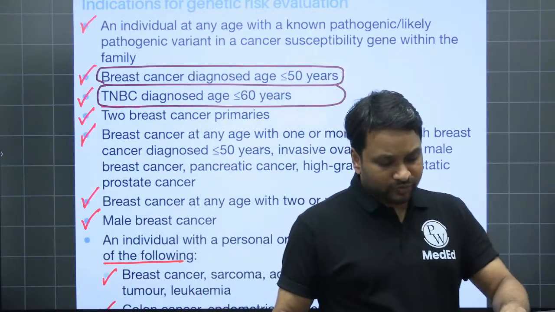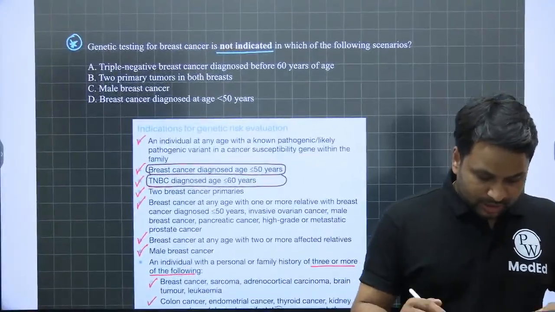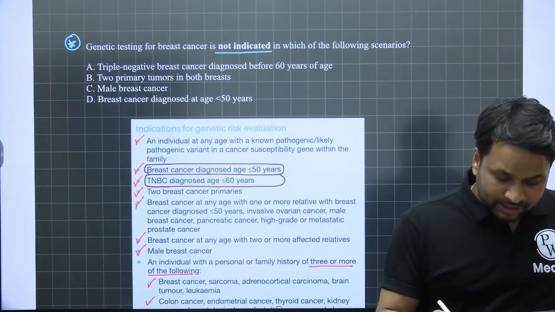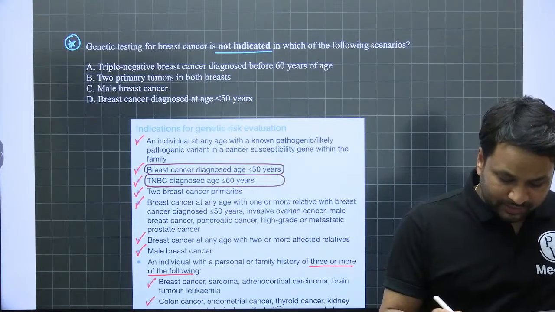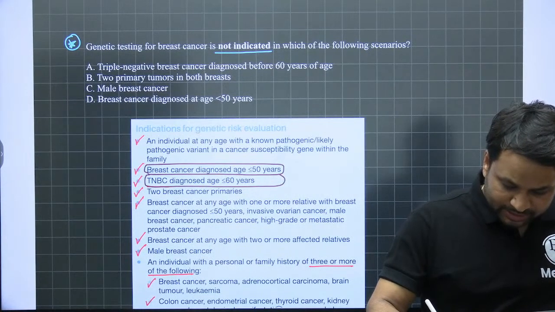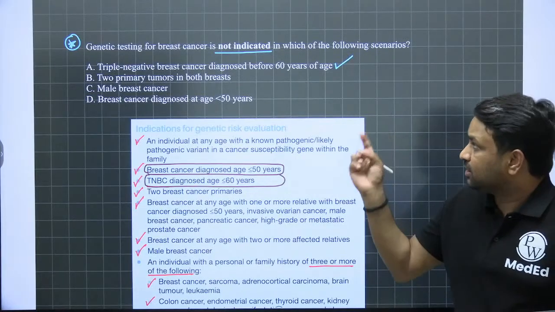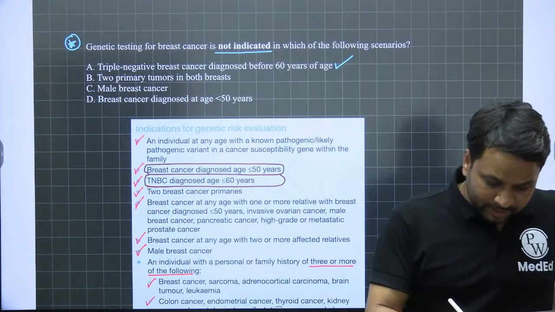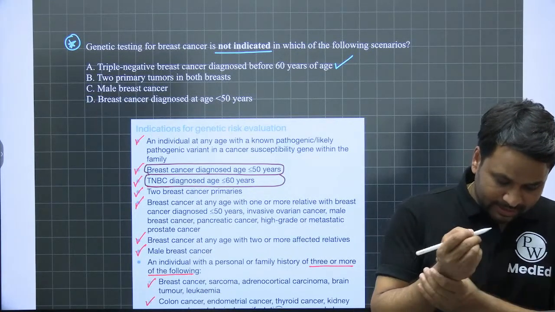Okay, the two very important points. Now it says genetic testing for breast cancer is not indicated in option number one, where we have a triple negative breast cancer diagnosed before the age of 60. As you can see, it is straight up from the table. This is an indication. Two primary tumors in both the breast.